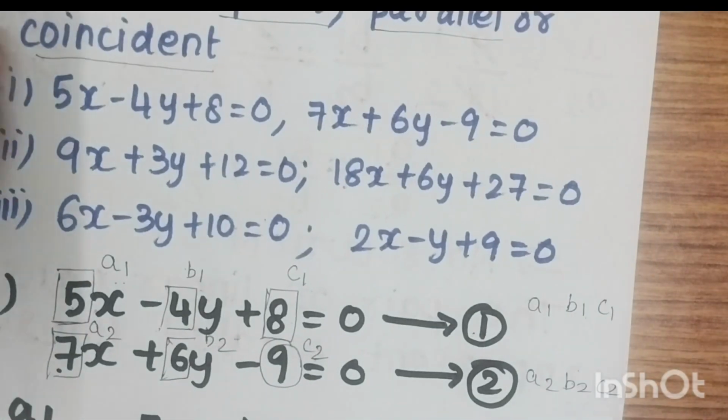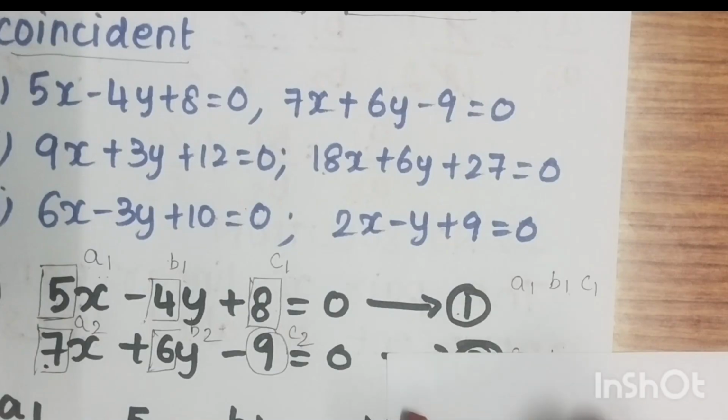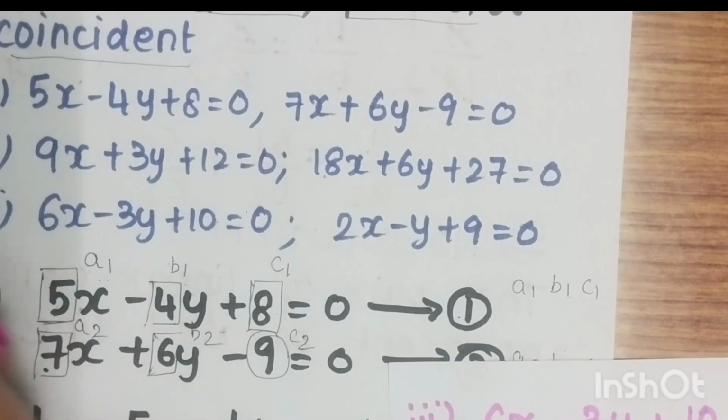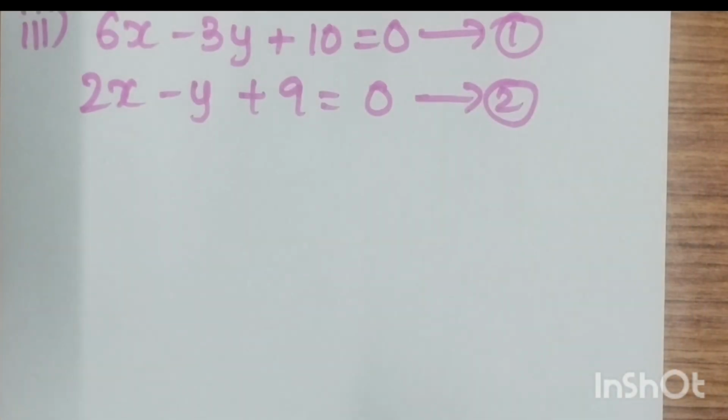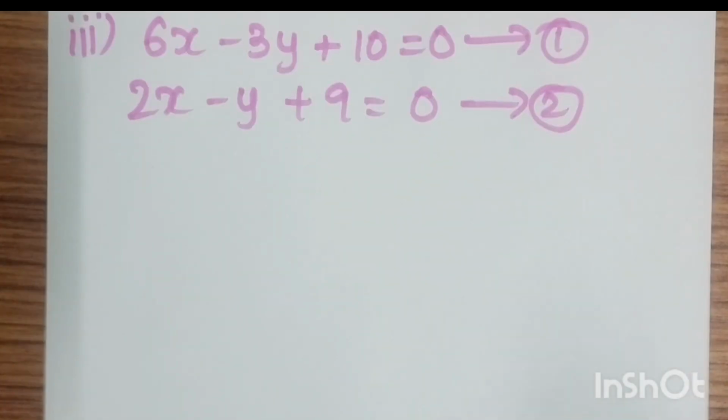What is my next sum? I'll first copy it. 6x minus 3y plus 10. So these are my two equations in the third sum.